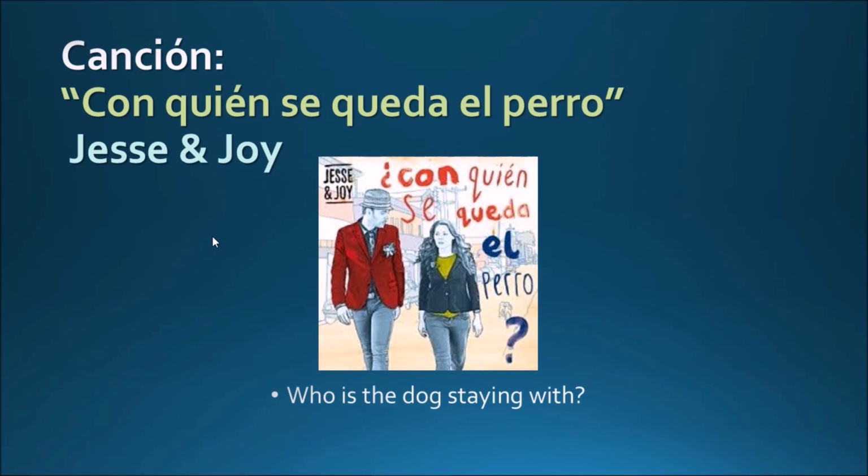Maybe who is the dog staying with? It kind of works, but it doesn't sound the best. Let's try going with the original structure, con quien. With whom will stay the dog? Oh no, never mind. That sounds terrible. That doesn't sound right at all. So that tells us this is a case where we need to avoid word-for-word translation and get more at the idea. How about who's keeping the dog? Who's keeping the dog, or who gets the dog? In my opinion, that would be a much better interpretation. What do you think?